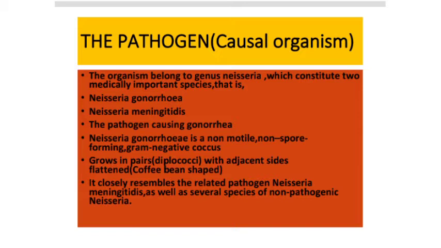Neisseria gonorrhoeae is a non-motile, non-spore-forming gram-negative coccus. That's a gram-negative bacteria. Now, this bacteria grows in pairs called diplococci, whereby the adjacent sides of the two bacteria are flattened to look like a coffee bean. That's the reason why we say it is coffee bean shaped.